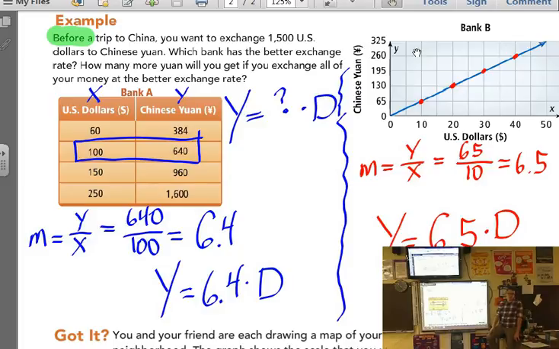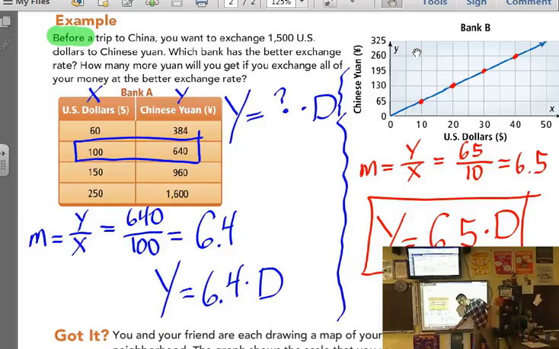Which bank is better? Bank B. You get more yen. The bigger this number is, the bigger your constant of proportionality is, the more money that you get. So Bank B is better because you get more money. Of course we want more money. And that's like more money for nothing. Literally, you're just handing them US dollars, and Bank B just has a better exchange rate than Bank A.